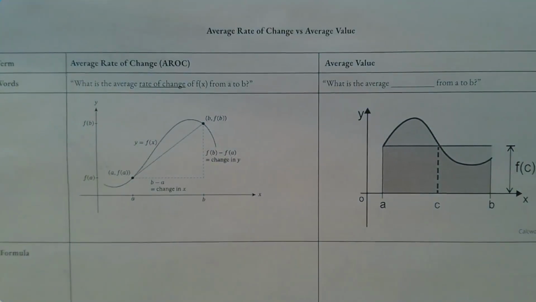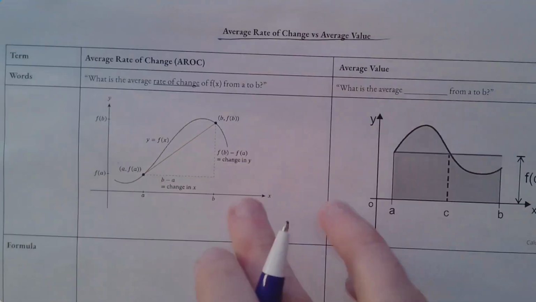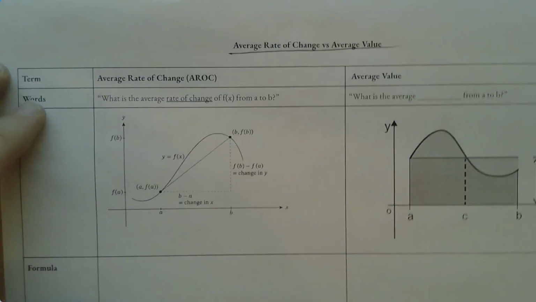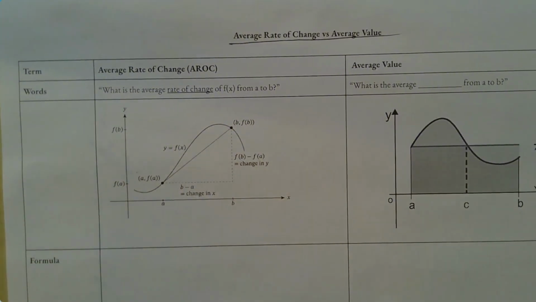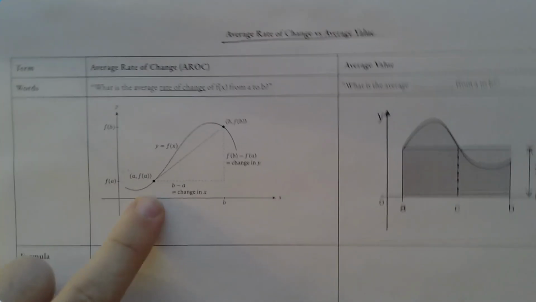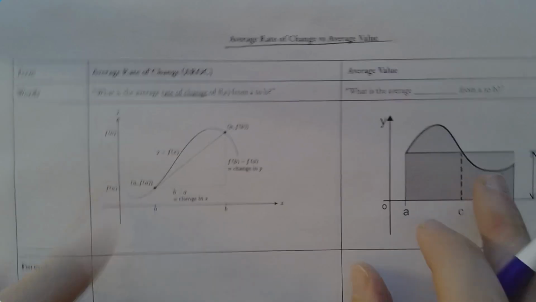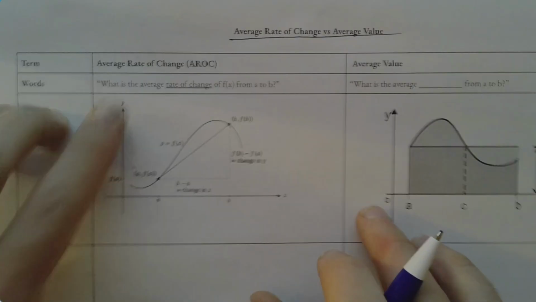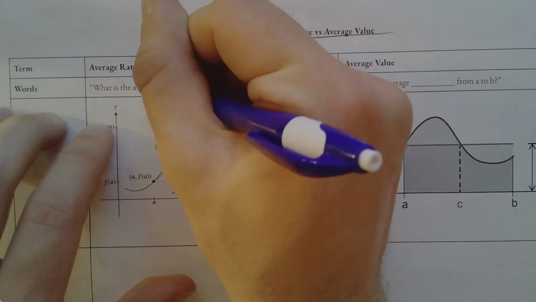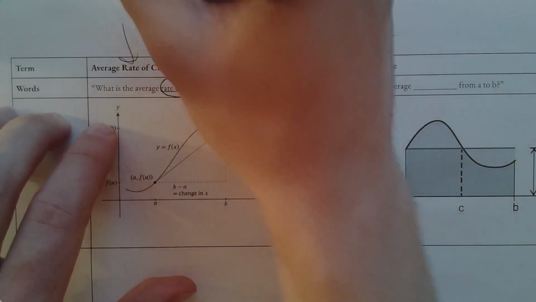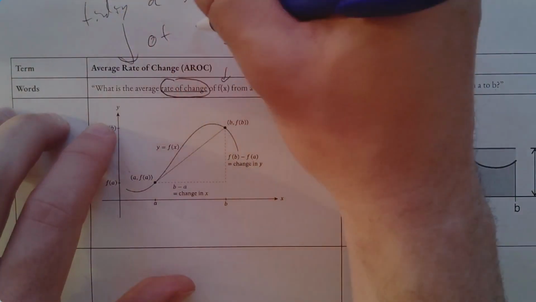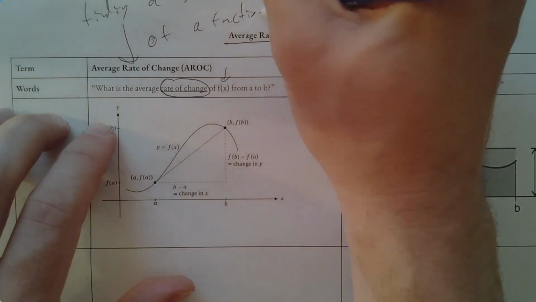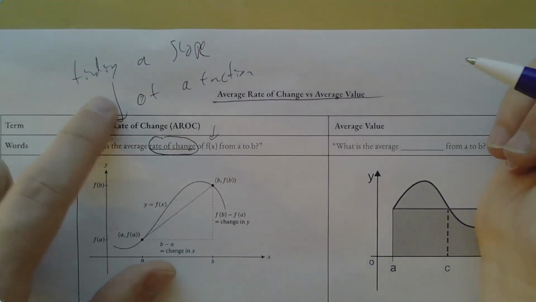Average rate of change versus average value, big concept, and I already have been just talking about average rate of change just then. I'm reviewing this because I'm seeing so much confusion between do I do this one or do I do this one? Which one do I do? And I think the key things to look for with AROC, average rate of change, you want to see the words the average rate of change of f of x. You are finding a slope of a function, the change of another function, right? That's really what you're doing here.